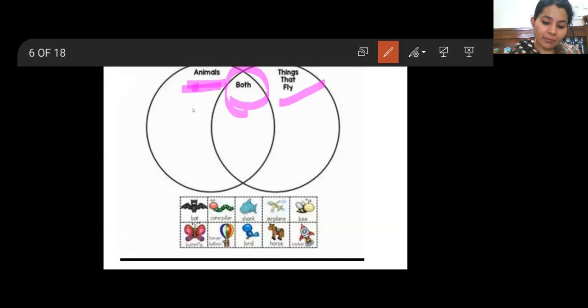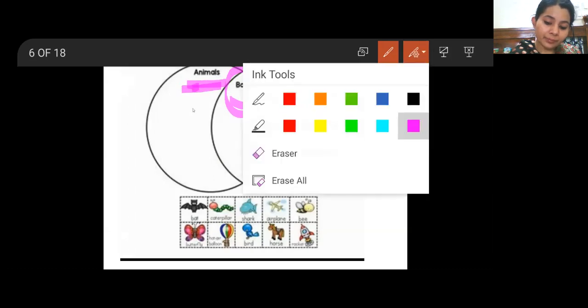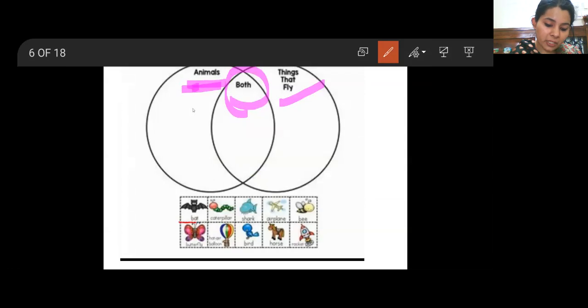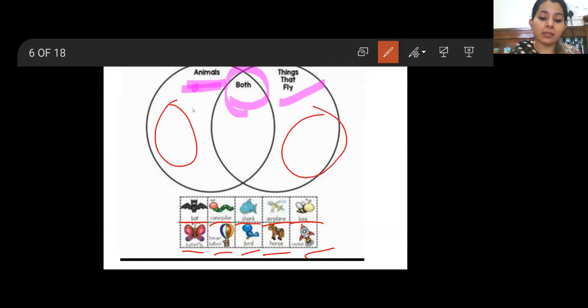Okay, so here I have with me bat, caterpillar, shark, airplane, bee, butterfly, hot air balloon, bird, horse, and rocket. So now you have to put these animals and things appropriately in these circles, and also just take care that animals that can fly are going to come in between. All right, since it is the common area.